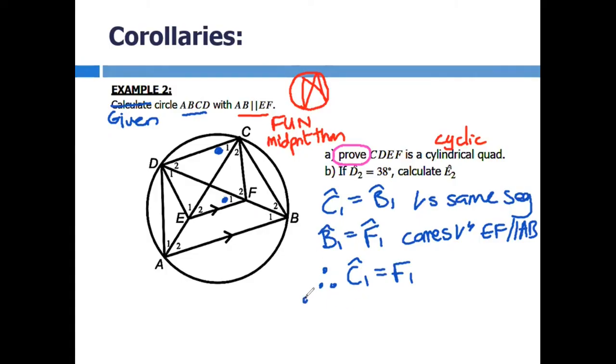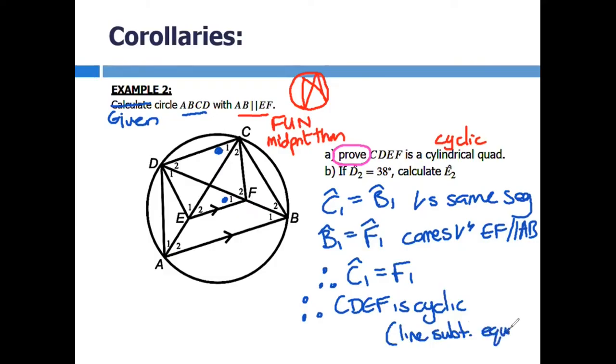So then we say, therefore, CDEF is cyclic. And make sure you use the correct reason: line subtends equal angles. A lot of people say converse of angles in a cyclic quad. As long as you put in that word converse, they do accept that as well.